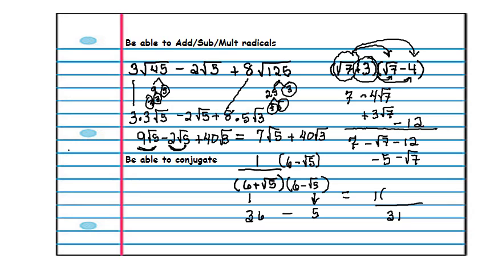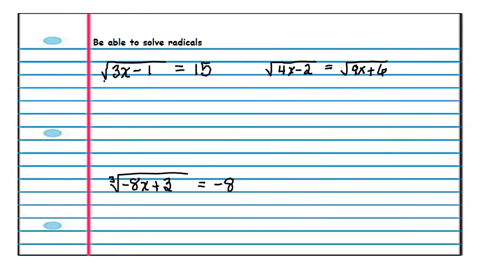And then we have 1 times 6 minus the square root 5. Sometimes you have to distribute that out. It's okay if you do, because sometimes you need to simplify with the denominator here. 31 is a prime number, so I know I don't need to do that, but sometimes you do.